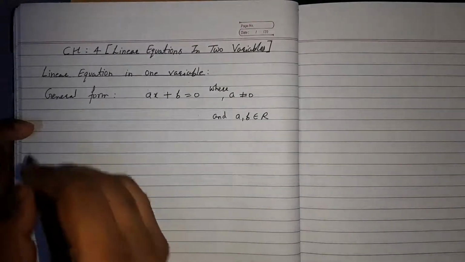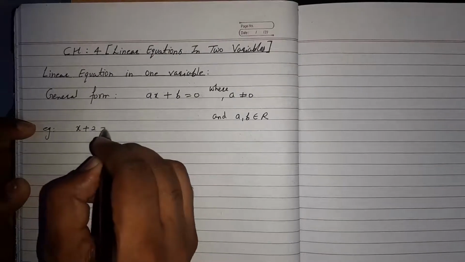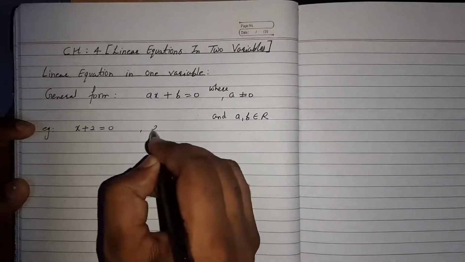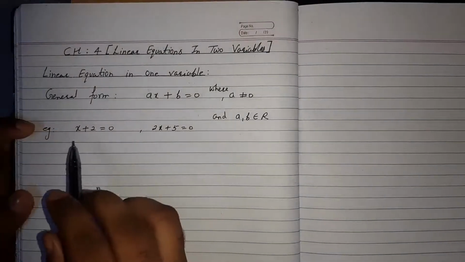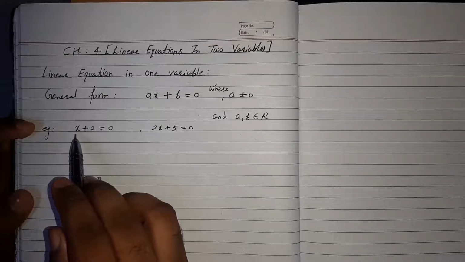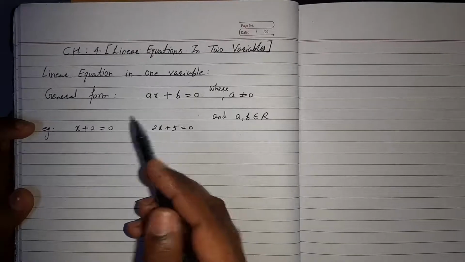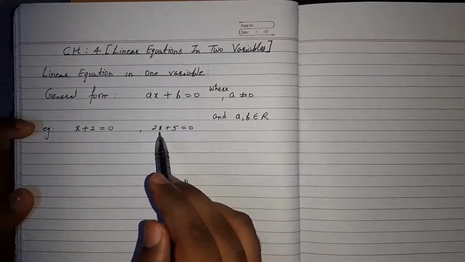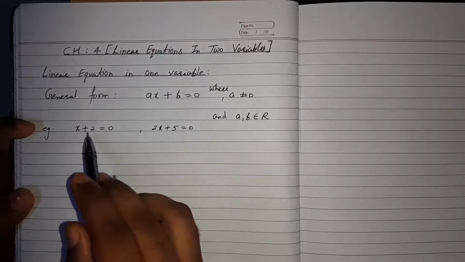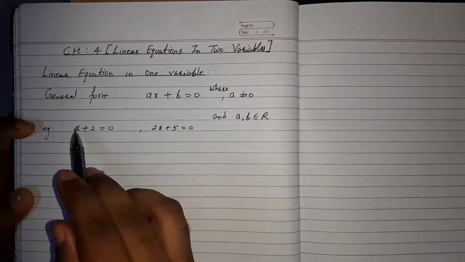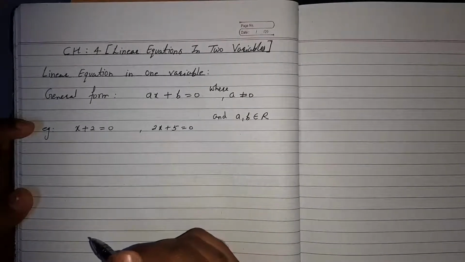The examples of linear equations in one variable: x plus 2 is equal to 0, 2x plus 5 is equal to 0. In these equations we are using only one variable. In example number 1 we have used only one variable x, and in example number 2 also we have used only one variable. So it is a linear equation in one variable, and the maximum power of the variable is 1.